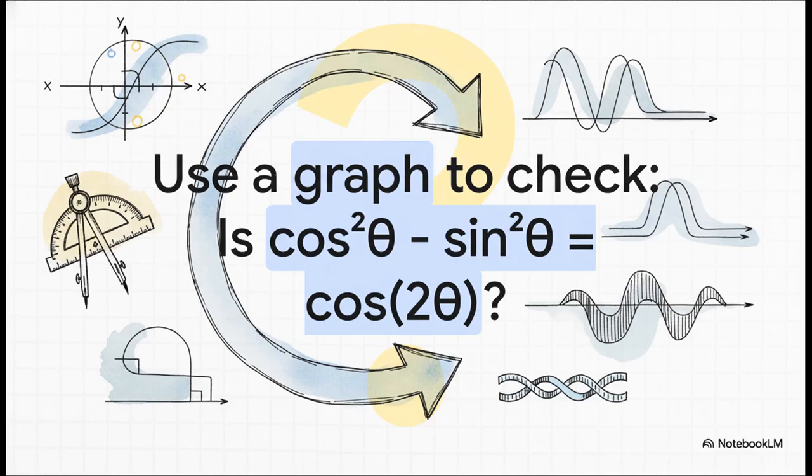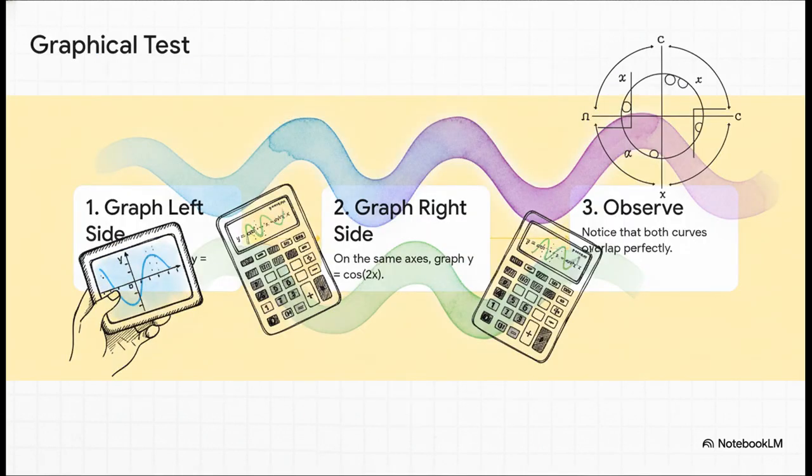Okay, time for round 2. How about this one? Cosine squared theta minus sine squared theta equals cosine of 2 theta. This is actually a famous one, the double angle identity for cosine. But how can we check it out for ourselves really quickly? Yep, let's use that graphical test. So here's the play-by-play. Pull out your graphing calculator or a graphing app, and first you type in the left side, y equals cos squared x minus sine squared x. Then, on that same set of axes, you add the right side, y equals cos of 2x.